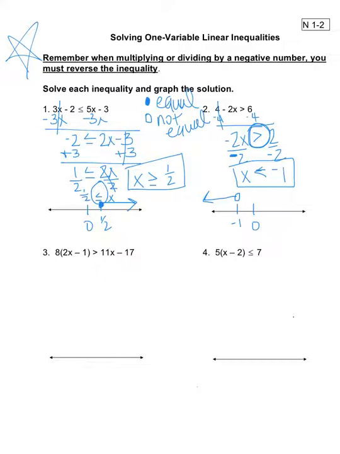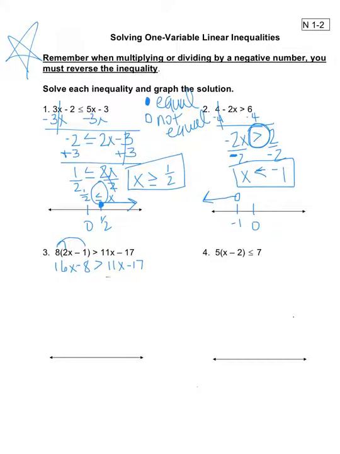Okay, so number 3, notice it's different than number 1 and number 2 because it has parentheses. So we talked about yesterday, if we have parentheses, we will have to distribute. So that's going to be 16x minus 8 is greater than 11x minus 17. Okay, so now we got rid of the parentheses, and now we're going to move our variable to one side.